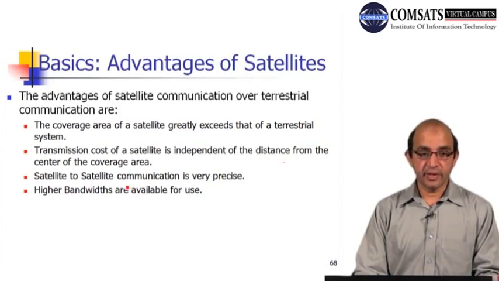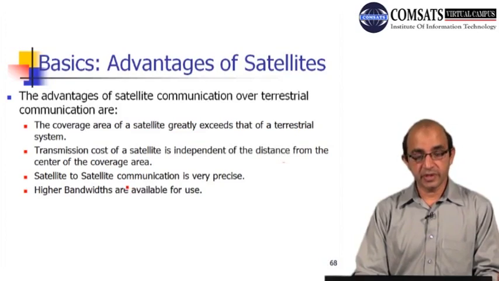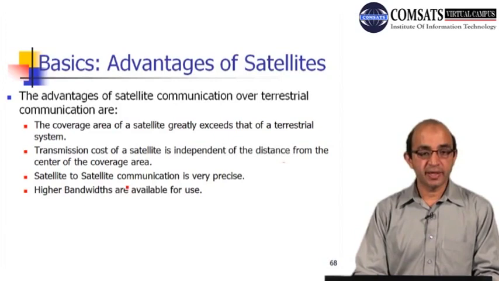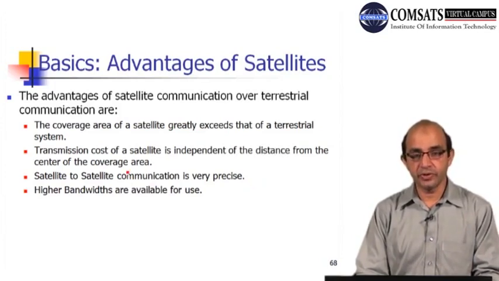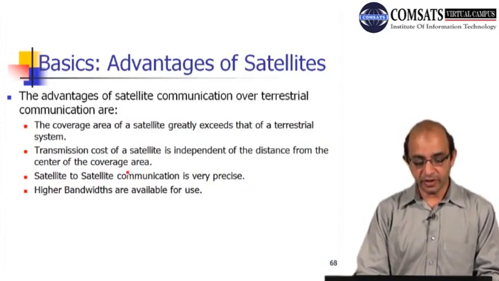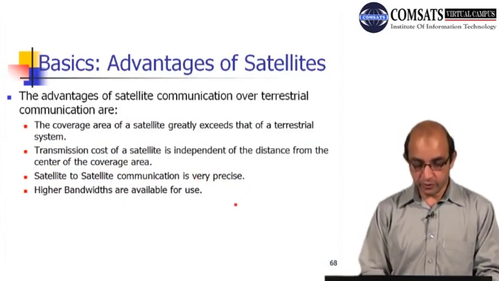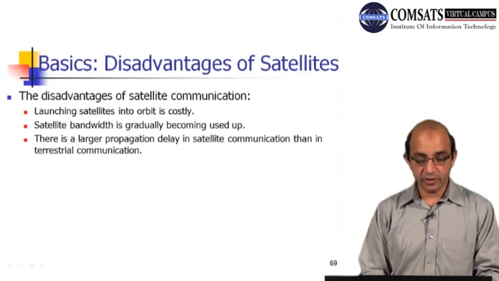And there is another advantage: satellite to satellite communication is very precise. When we talk about the GPS, we need 3 or more satellites in order to have the correct and exact position. That's why the GPS system is accurate, because the satellites used to identify the position are very precise. Higher bandwidths are available when we talk about satellite communication.